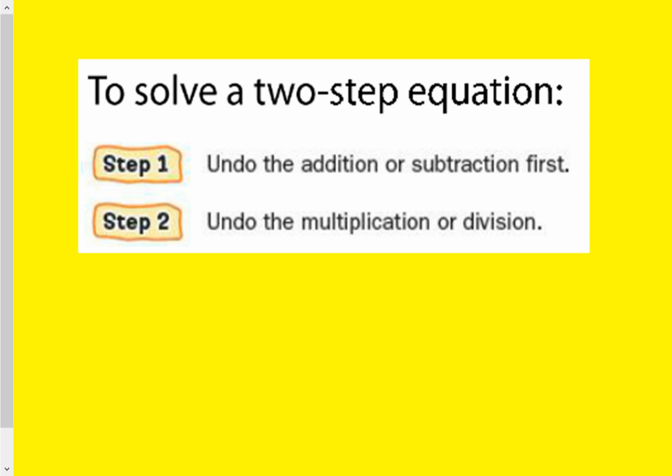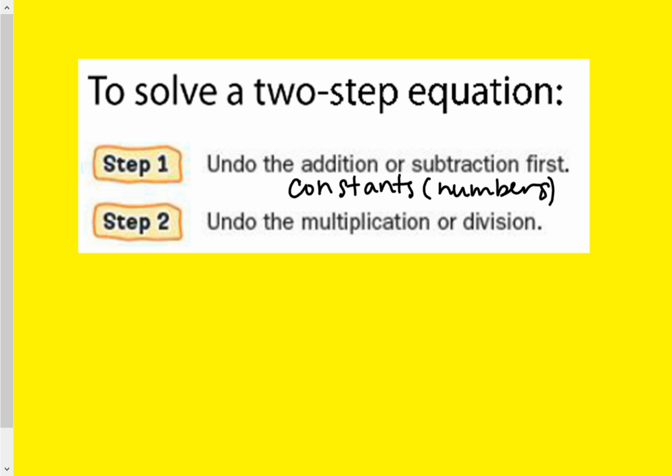To solve a two-step equation, our first step is to do the addition or subtraction first. And this is basically of our constants, and our constants are just basically our numbers. So we're going to undo the addition or subtraction of the numbers. And then step 2, we're going to undo the multiplication or division.